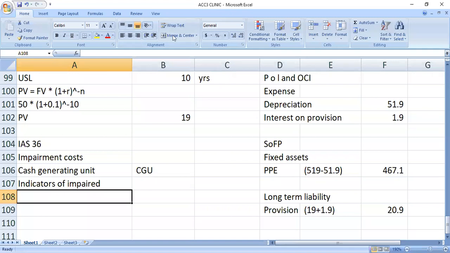Okay, let me respond to your chats. I beg your pardon. What's the meaning of impairment?